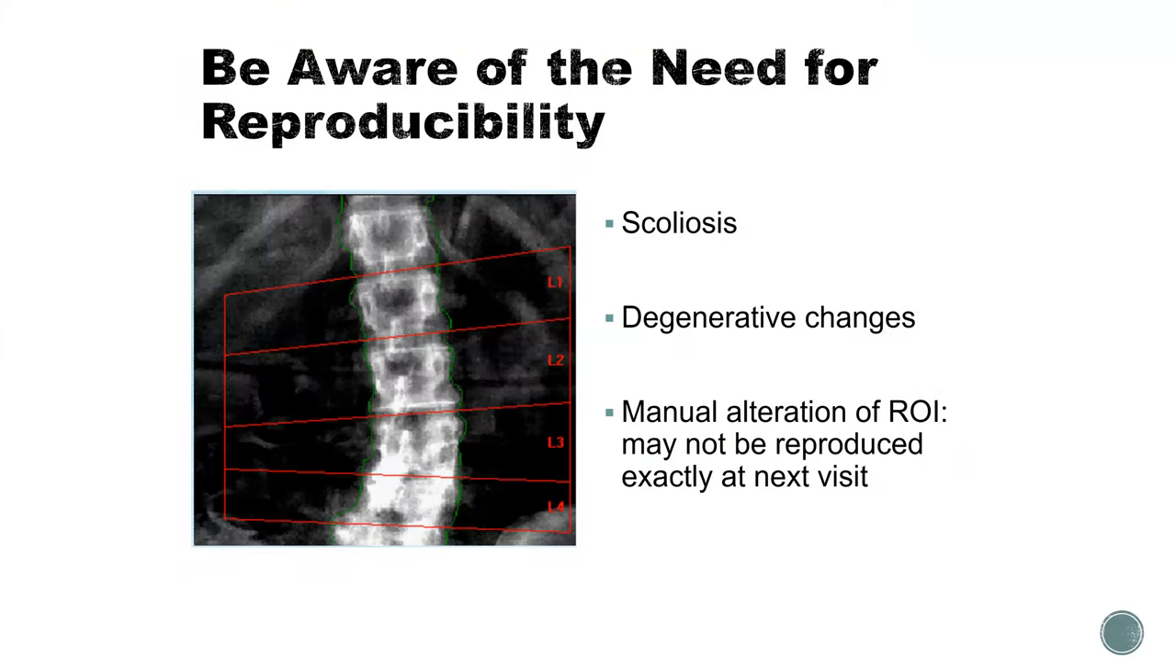Be aware that when you look at the spine and you look at how the lines are positioned, if you are going to repeat the bone density, it needs to be reproducible. So if someone has scoliosis and the spine is bent, and people have to adjust the boxes because these lines should go through your intervertebral disc, it may be difficult to reproduce it if you change it, because the next time someone does it, they need to be as accurate as possible and keep to the same kind of lines so that you can have a direct comparison. So do just be aware that sometimes the results may not be so accurate because it's not exactly reproducible.